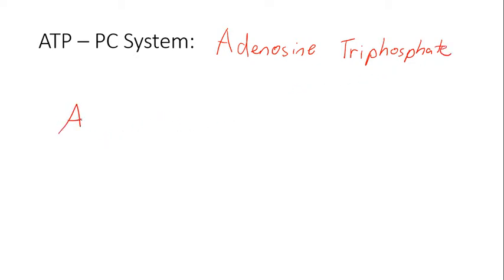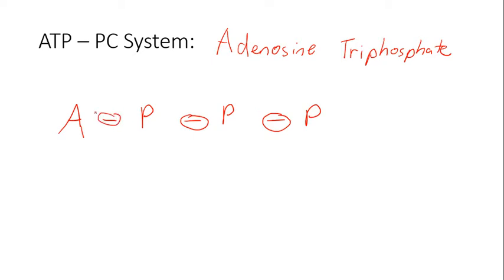So, there's two main parts to the ATP-PC system. The first part that we're going to be looking at is what it stands for, adenosine triphosphate. Now, adenosine triphosphate is a compound, and it's made up of four parts. One part A, or adenosine, and then three parts phosphate. And between each of these phosphate molecules, what we have are energy bonds.